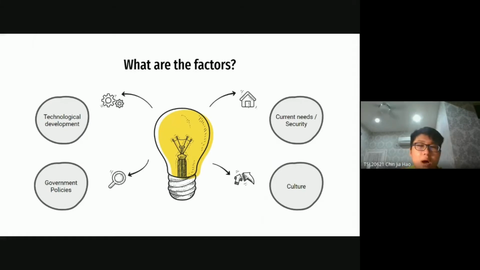So first of all, what are the factors that could lead to a change in the content of curriculum? As we can see from the graphic organizers, there are a total of four factors, which includes, first of all, technological development, second, current needs or security, third, government policies, and last but not least, culture. So these are the four factors that could bring changes to the content of the curriculum. For the coming few slides, I'm going to elaborate more on them.